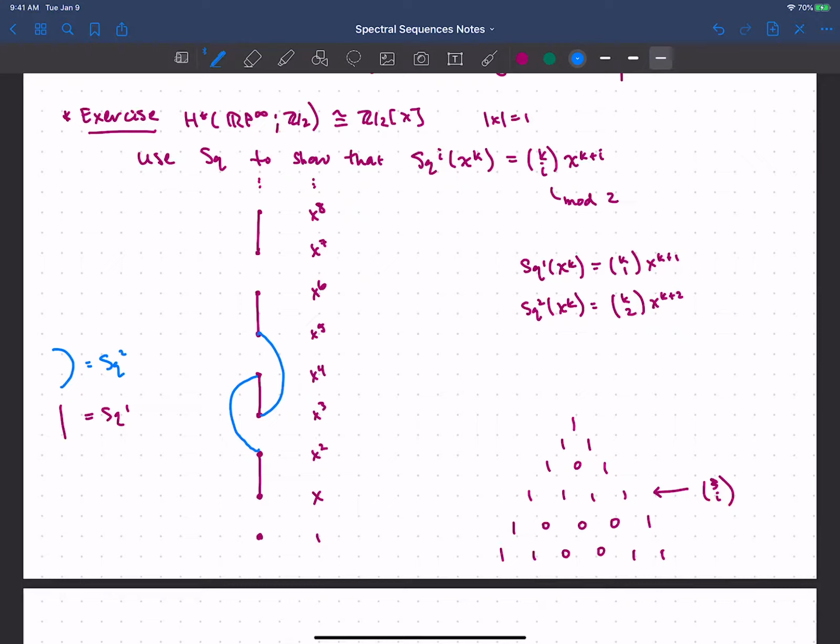I look at Sq^2 of x to the 4th. Now that's 4 choose 2, and 4 choose 2 is indeed 0. So I shouldn't have a Sq^2 connection coming out of here. There's nothing there. What about Sq^2 of x to the 5th? Well, I just follow that down. That's 0, but I can see the next one is going to be a 1. So there is a Sq^2 connection. I just lost track of it. I think that we were up to x to the 6th. We'll have a Sq^2 to x to the 8th, and so on.